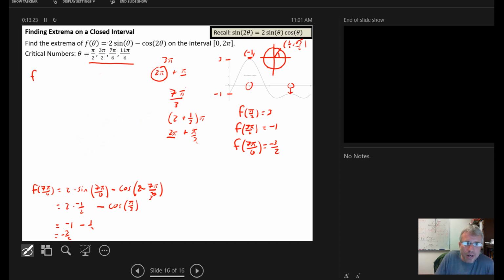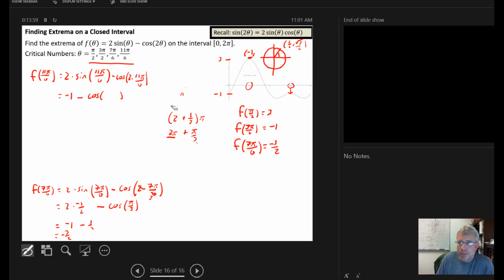So we're doing f of 11 pi over 6 equals 2 times the sine of 11 pi over 6. And this is going to be -1/2 minus cosine of 2 times 11 pi over 6. So that's 2 times -1/2 is -1 minus cosine of, and what we want is the angle that's coterminal with it. So we'll need to do the same thing that we did just a moment ago with 7 pi over 3.